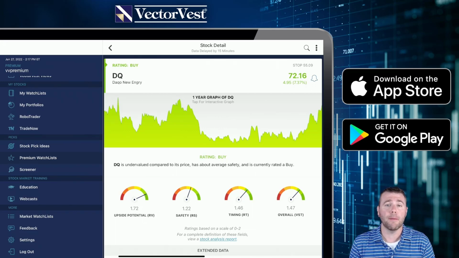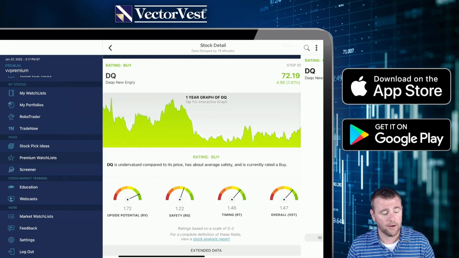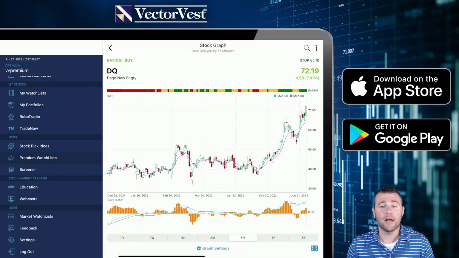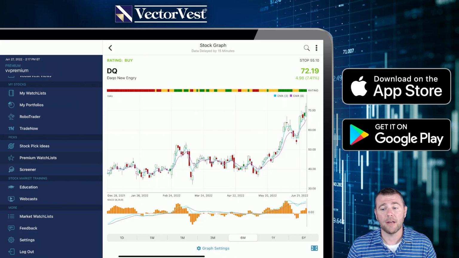Because a graph is like a big picture of the stock, and as the old saying goes, a picture is worth 1,000 words. So to take a look at the graph, all you have to do is simply tap on that graph area right there, and you can customize it any way you want. Right now, I have mine set up with the buy, hold, and sell rating bar at the very top. I have the price shown in candlesticks. I have a 3 and 8 exponential moving average. And then at the bottom, I have the MACD as well.